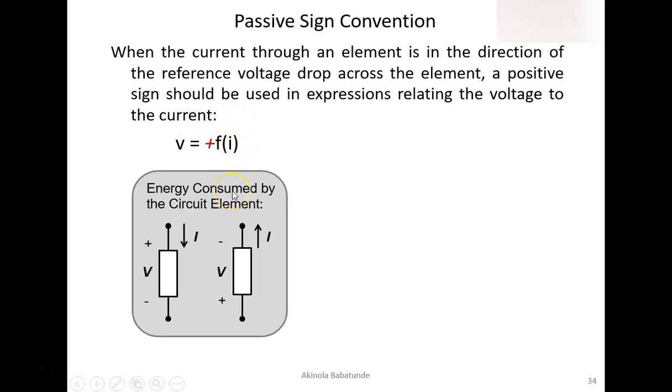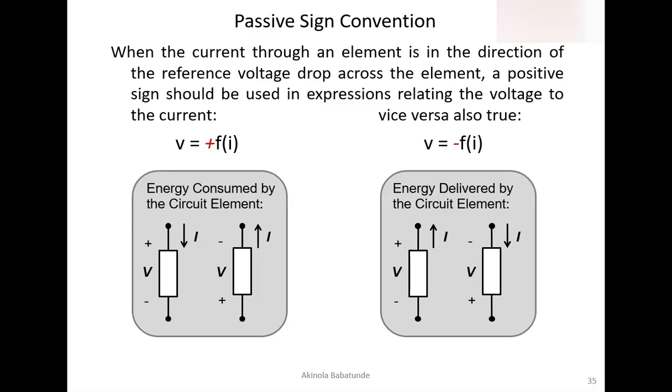And when current is flowing from negative to positive, it simply means energy is being delivered by the circuit element. In that case, voltage will be negative. So when current is going from negative to positive, going up here as you can see from this second diagram, it means energy is delivered by the circuit element, and our voltage will take on a negative polarity. We are assigning a negative value to the voltage. So please pay attention to that.